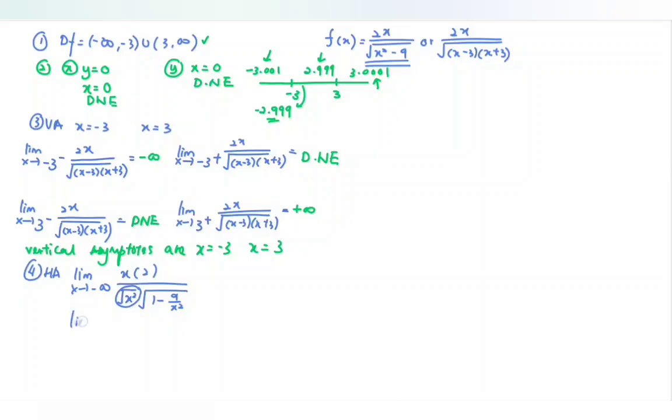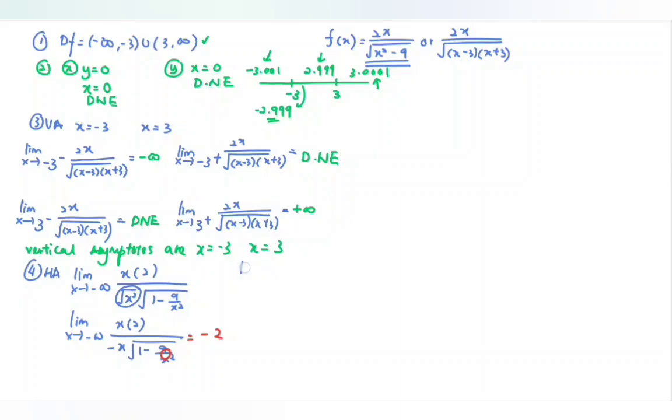So rewrite the situation. So here we have x bracket 2 over, here we will have negative x square root, we have 1 minus 9 over the x squared. So kindly refer to the situation. If we substitute negative infinity, here we will have 0. So referring to the situation, then here we will have negative 2 over the 1. So here we will have the horizontal asymptote, y equals negative 2.